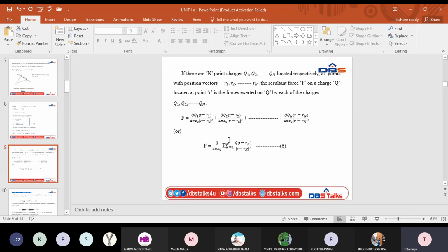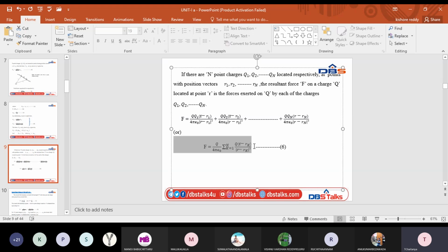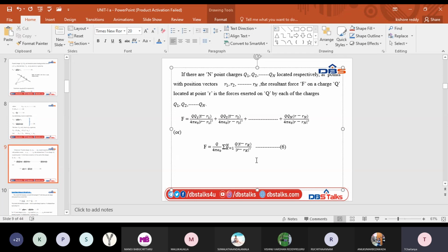You will find the summarized equation is F equals Q, which is a common term in the above expression. You take it out, Q is out of the equation. Q divided by 4 pi epsilon naught is a common term, and the remaining is the sum from k equal to 1 to n of Q (R minus Rk) divided by |R minus Rk| whole cube. This is the finalized formula to recognize the force on n charges with the help of Coulomb's law.